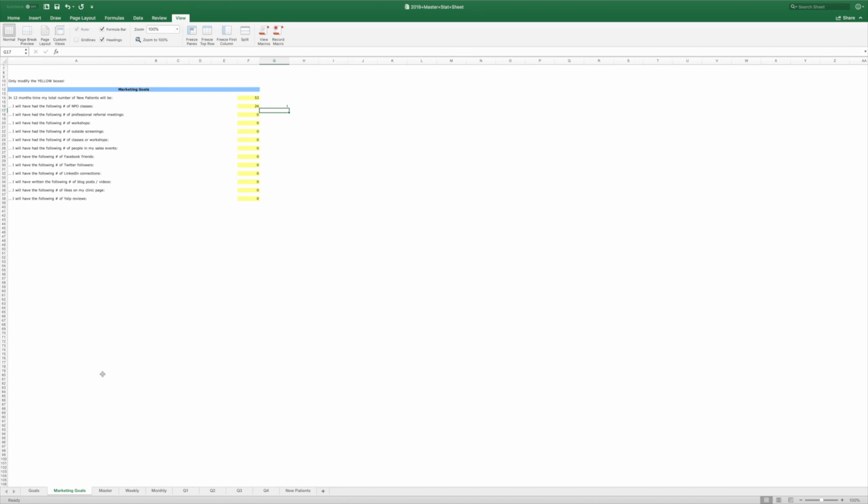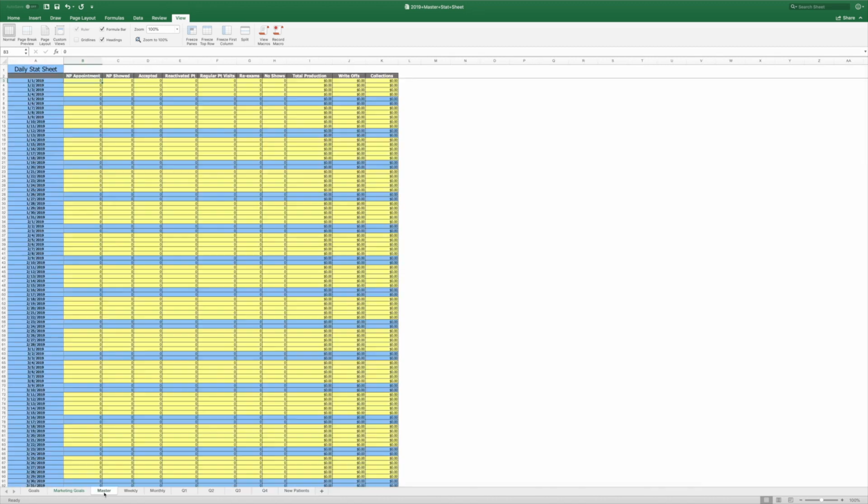Next up, we have the master stat sheet. This is where you're going to spend the majority of your time. You will get to know this sheet intimately.